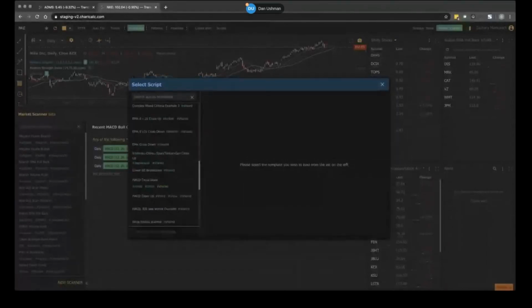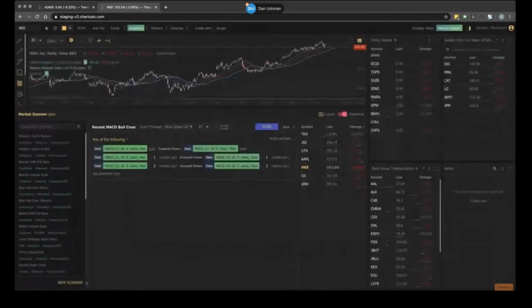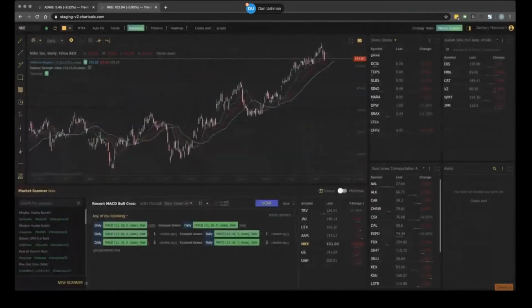So, definitely hope you have fun experimenting with it. This is intended to save you a ton of time and help you find better stocks to trade faster. And there's really nothing else like it.